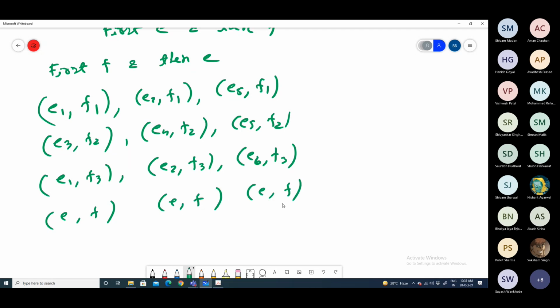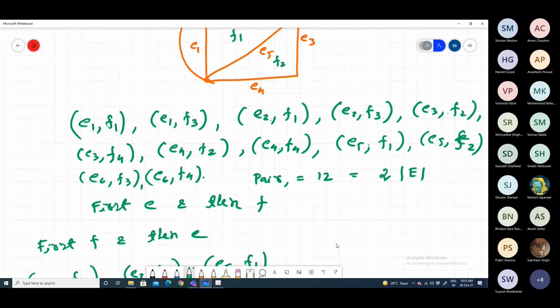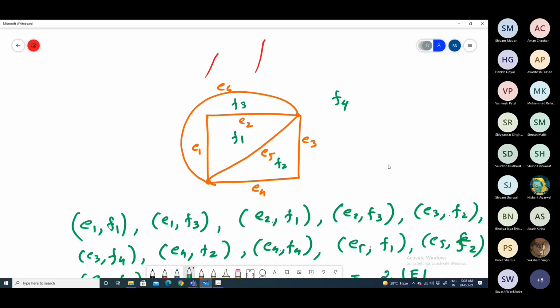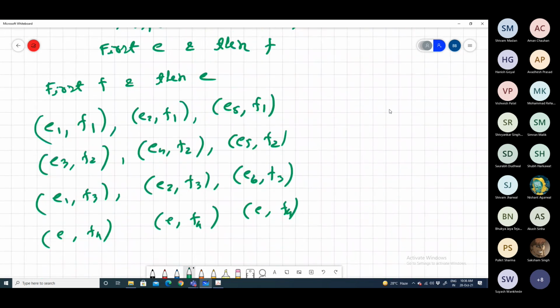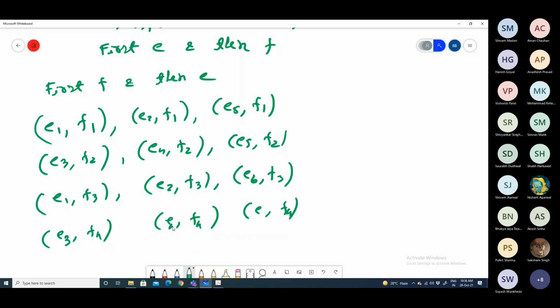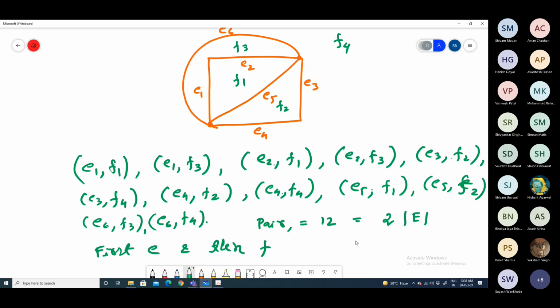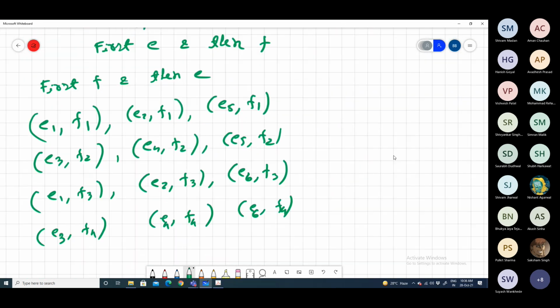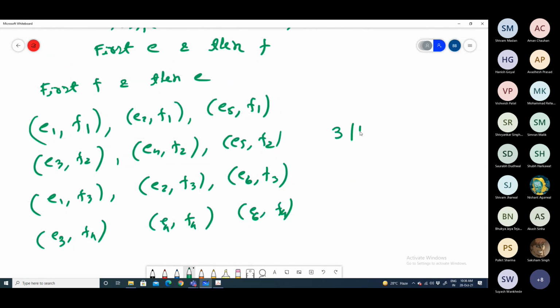And for F4, this face is bounded by 3, 4, 6. Okay. So if we count first F and then count E, then in this case we are getting 3 times F. Right? For each F we are getting 3 edges.